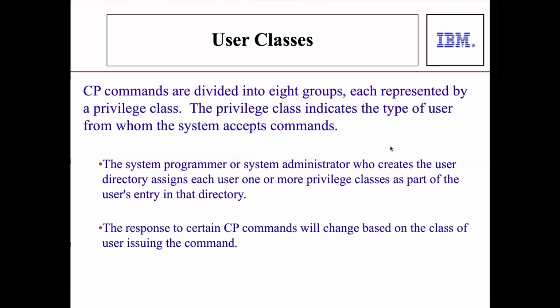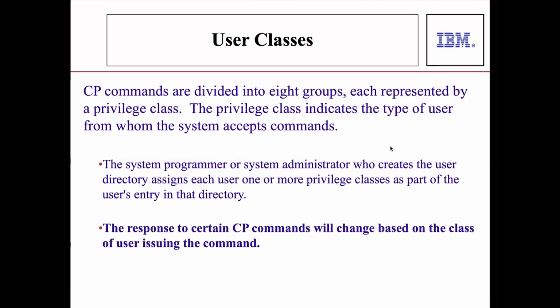The thing I want to emphasize here, and I'm going to even put it in bold, is that with some CP commands, you'll see a command, but the output that you see may change based on your privilege class. And really the times you see that, it has to do with devices on the system, because a virtual machine has virtual devices and the real machine, the real LPAR, has real devices, right?